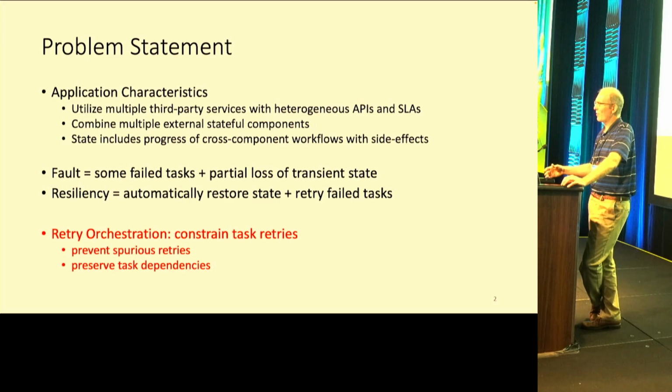And the key idea of our work, if you remember nothing else from this talk, is this concept of retry orchestration. And so we're going to have to retry tasks. And what we want the system to do is to constrain the order in which those tasks are retried to make it easier for the programmer to reason about the behavior of their application across the failures. And we want to prevent spurious retries, and we want to preserve dependencies between the tasks.